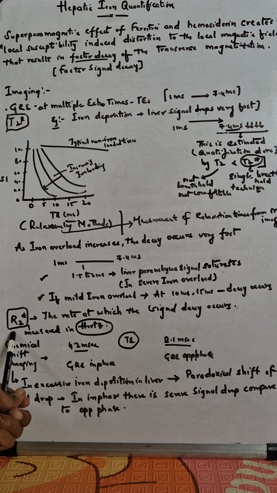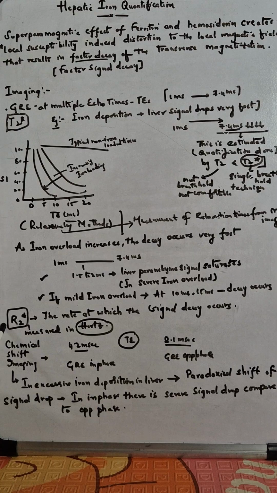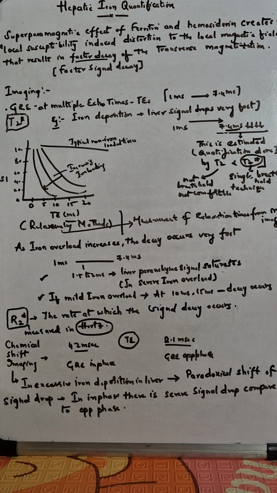Then R2 star. What is R2 star? The rate at which the signal decay occurs. That is the R2 star. It is measured in hertz. Remember, T2 star is measured in milliseconds, R2 star is measured in hertz. R2 star is the rate at which the signal decay occurs.